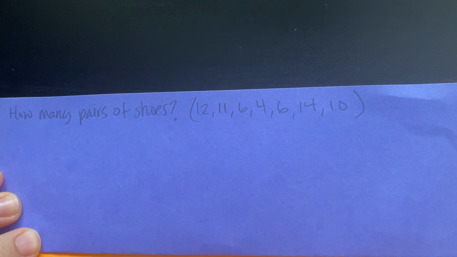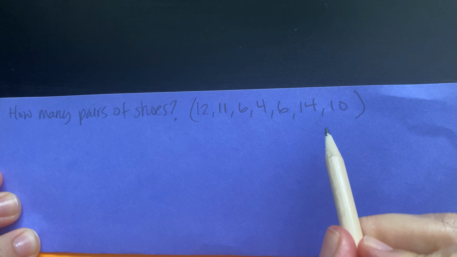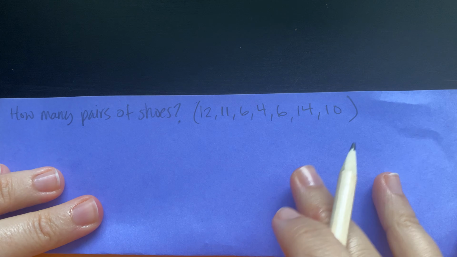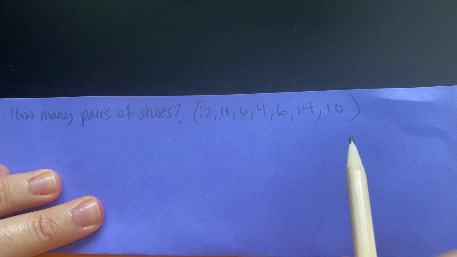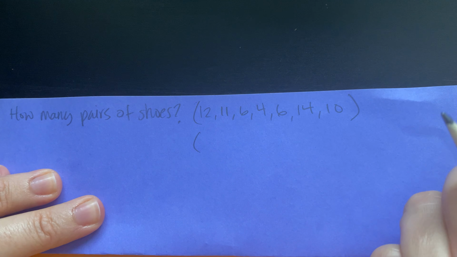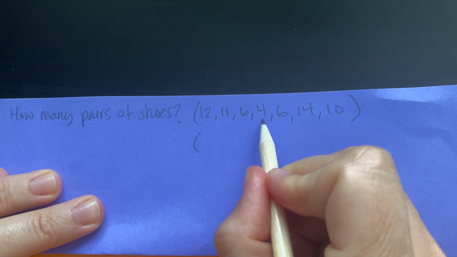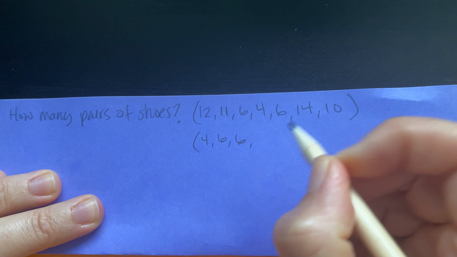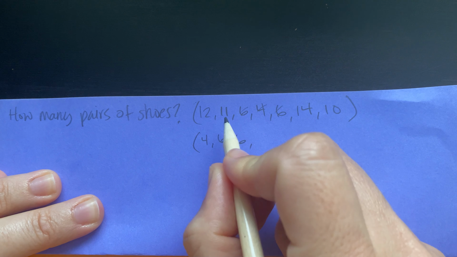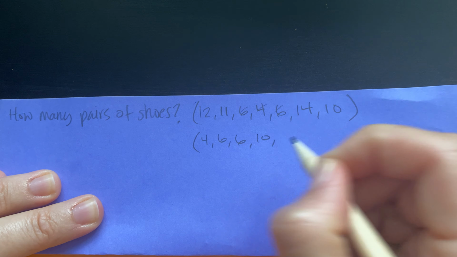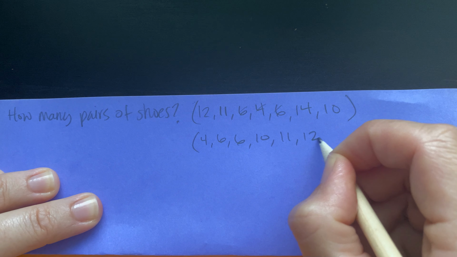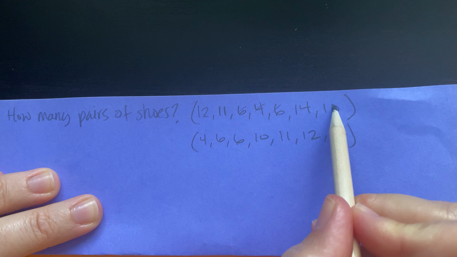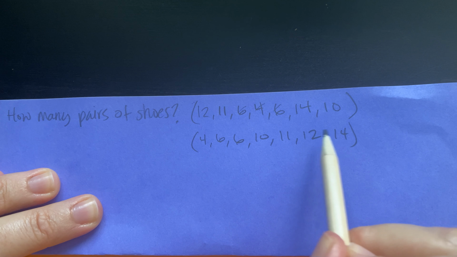The first thing that I do when I'm dealing with a set of data, and I know I'm dealing with mode, median, mean, and range, is I put these numbers in order from least to greatest. So I'm gonna do that now. So go ahead and put your numbers in order. Lowest number is 4. Then we have 2 6s. So those are done. And then we have a 10, an 11, a 12, and a 14. So I should have 1, 2, 3, 4, 5, 6, 7.